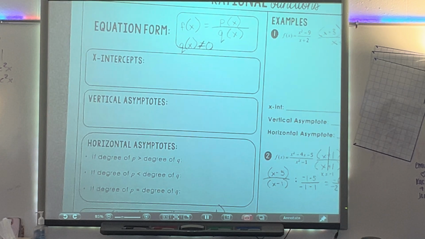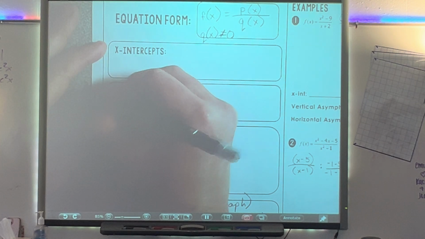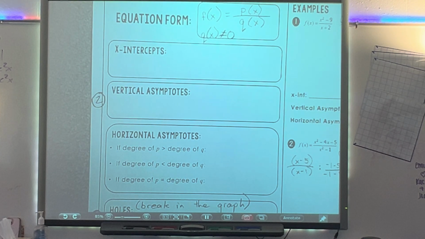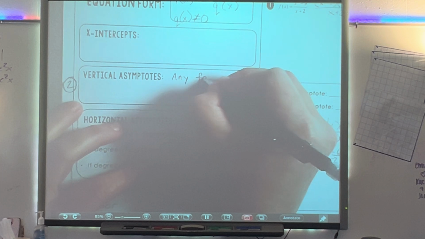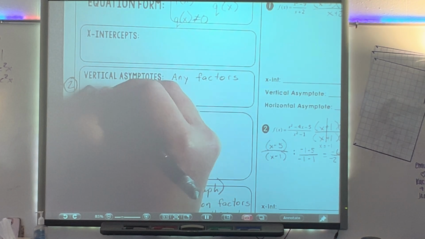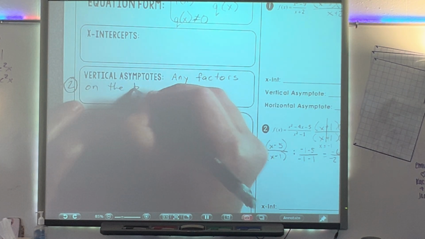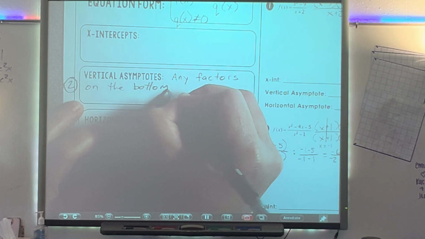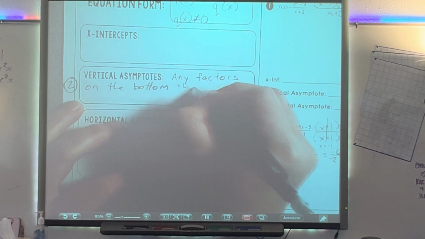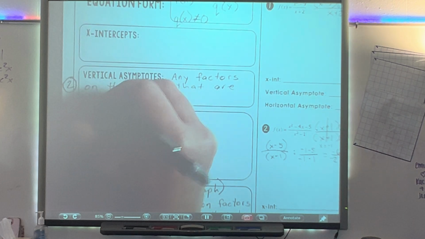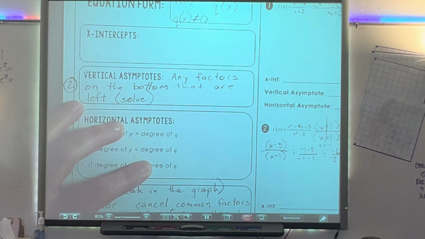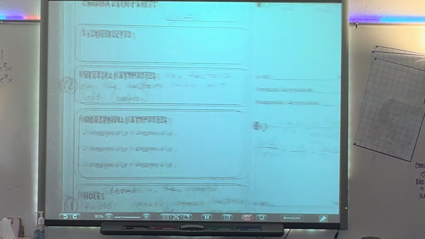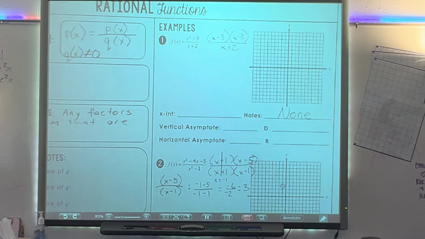Alright, step 2, I go to the vertical asymptote next, because I already have it factored in. It's super obvious to me what's left. The vertical asymptote is going to be any factors on the bottom that are left. Does that make sense? Left. And I need to solve them, meaning set it equal to 0. Are we okay there? So I'm going to go back up to my top problem.